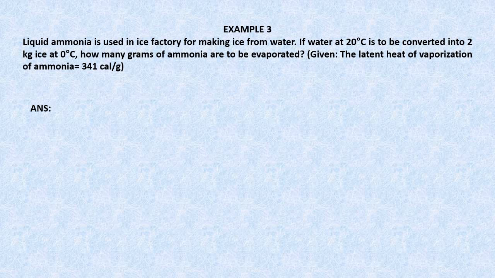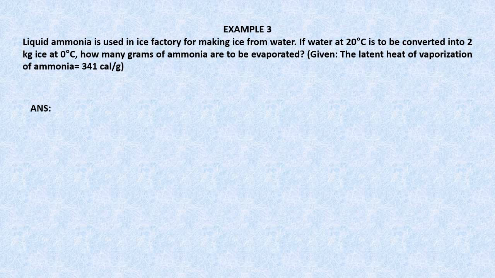Example 3 is as follows. Liquid ammonia is used in an ice factory for making ice from water. If water at 20 degrees Celsius is to be converted into 2 kg of ice at 0 degrees Celsius, how many grams of ammonia are to be evaporated? So over here liquid ammonia is used to transform water to ice.